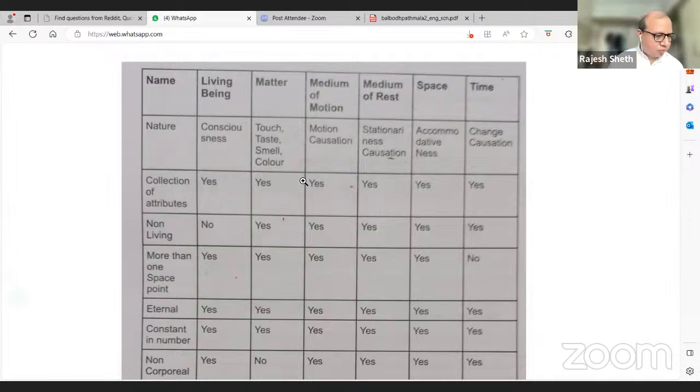Then moving on to the next one, matter. What are the specific attributes of matter? So it is touch, then taste, then odor or smell, and color. These are the four specific qualities of matter. There are no other types of substances in this universe which have these qualities. Only matter. Touch, taste, smell and color. So these are the special qualities of matter.